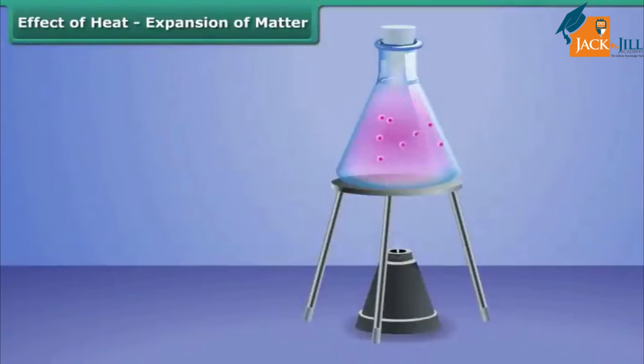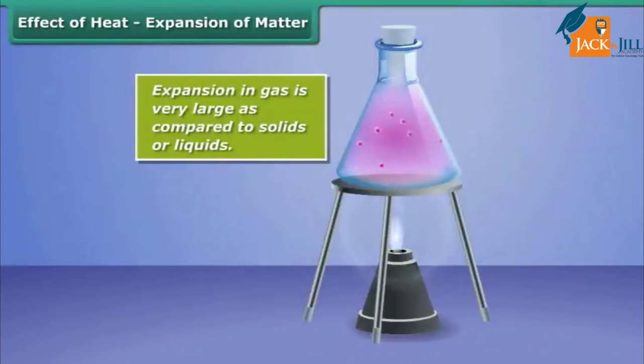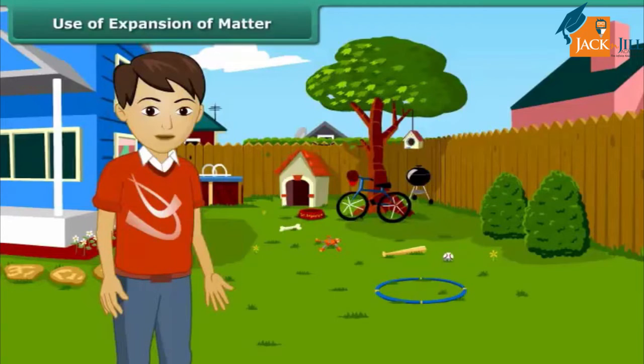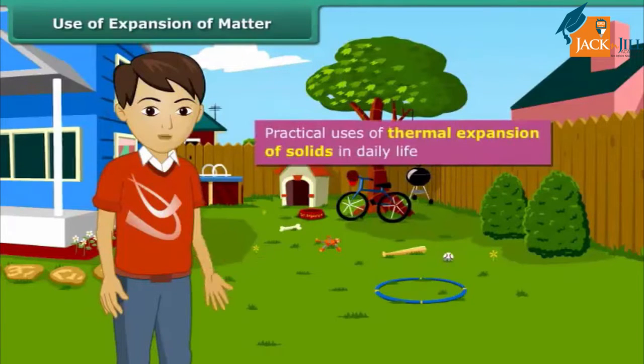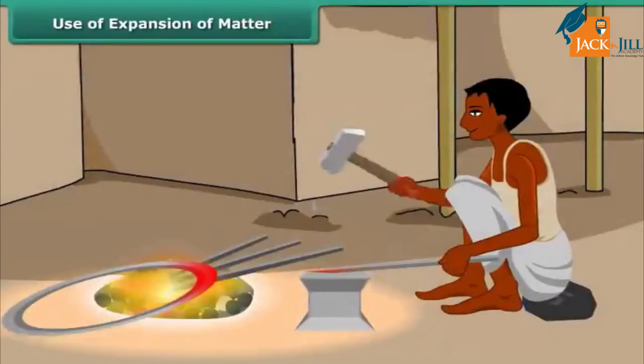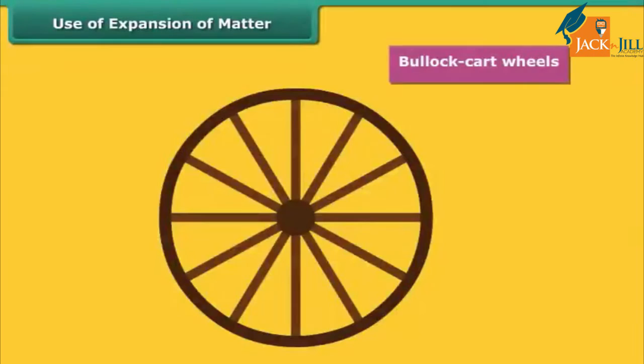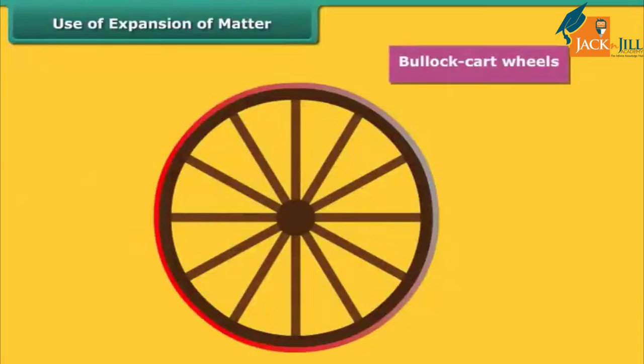Liquids and gases are fluids. They expand on heating. Expansion in gas is very large as compared to solids or liquids. Let us look at some practical uses of thermal expansion of solids in daily life. The iron rim is fitted in bullock cart wooden wheels by heating. When the metal cools, it holds the segments of the wooden wheel firmly.